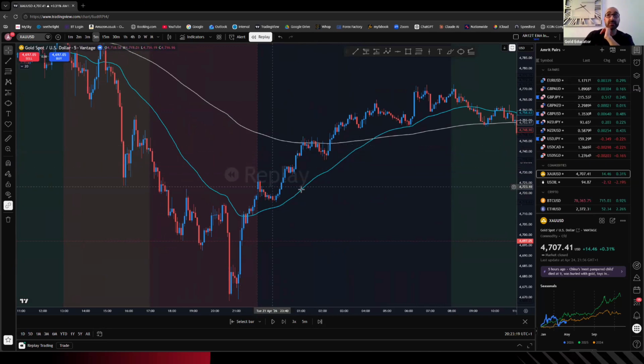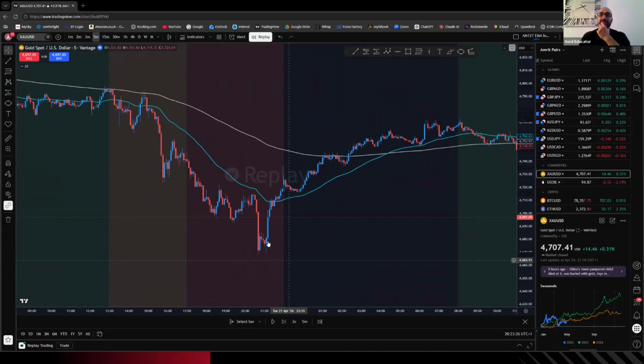I know there's a big buy move here. You probably think, why couldn't I buy down here? Well, the thing is that you don't know whether the market is going to continue going down. You don't know if it's going to maybe test this EMA and come back down again.